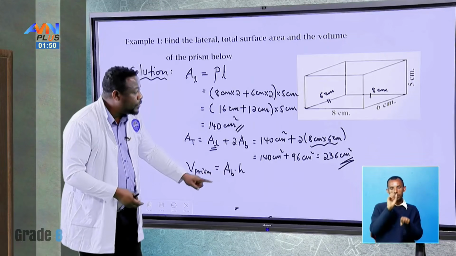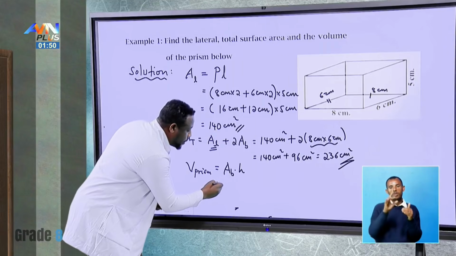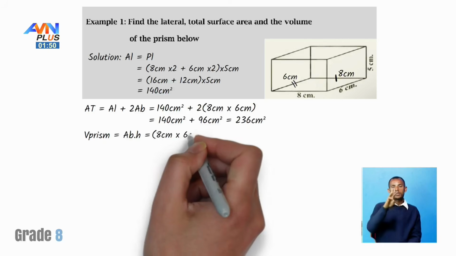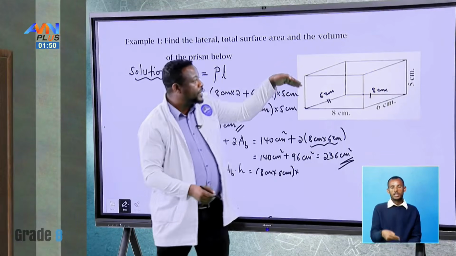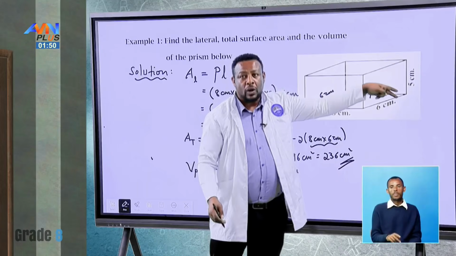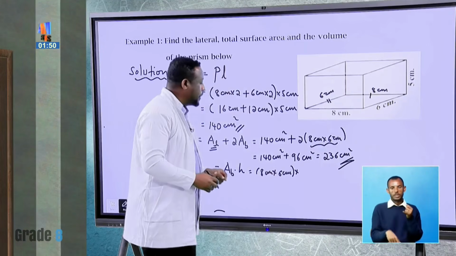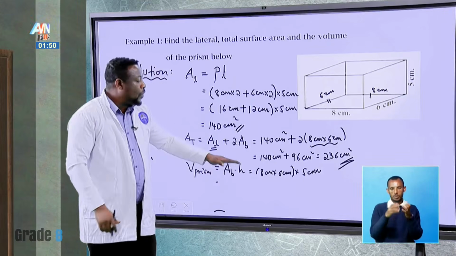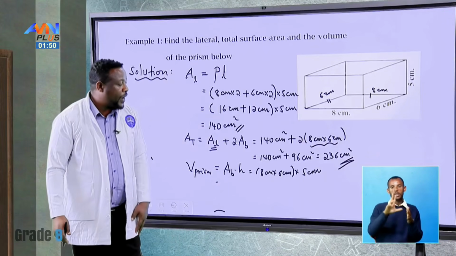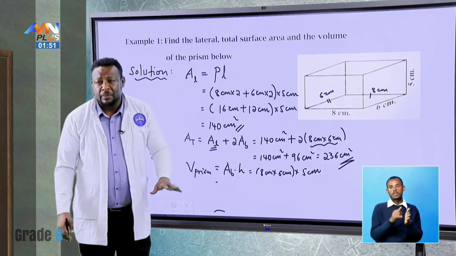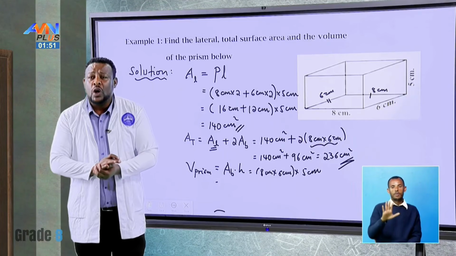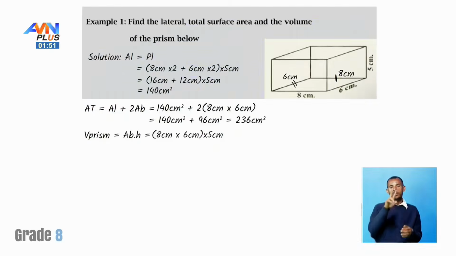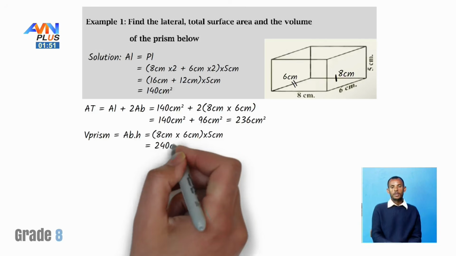So the area of the base is 8 centimeter by 6 centimeter. And the height of this prism is this one, or this one. You can take one of each. So 5 centimeter is the height. Now the product of all these three gives us the volume of a prism. It's 48 times 5, which is 240 centimeter cube.